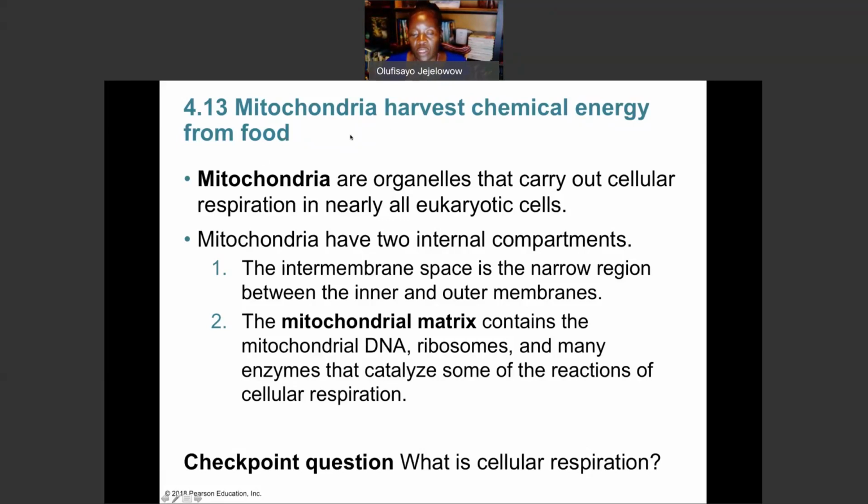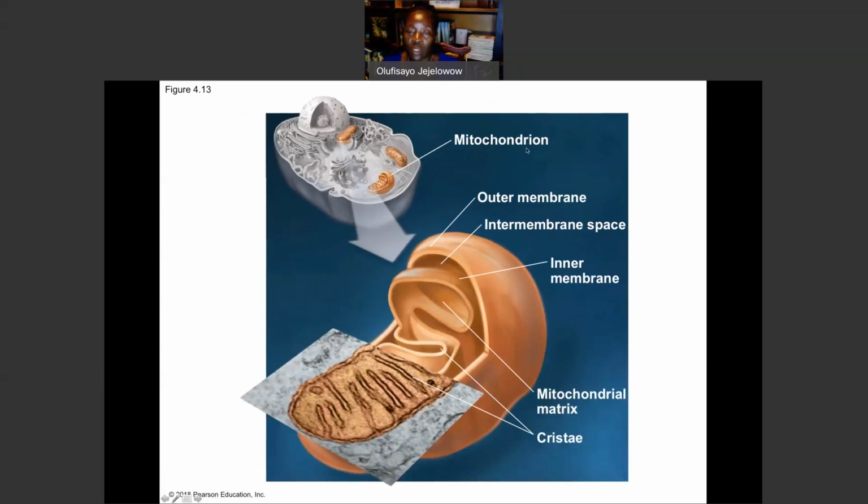The matrix contains enzymes, some of which are used for cellular respiration. Checkpoint question, remember to compile and email them to me. What is cellular respiration? So let's take a look at the structure of the mitochondria. Structurally, because of all the functions that it has to perform through a series of steps, generating ATP from glucose, it needs to be complex, and it is.